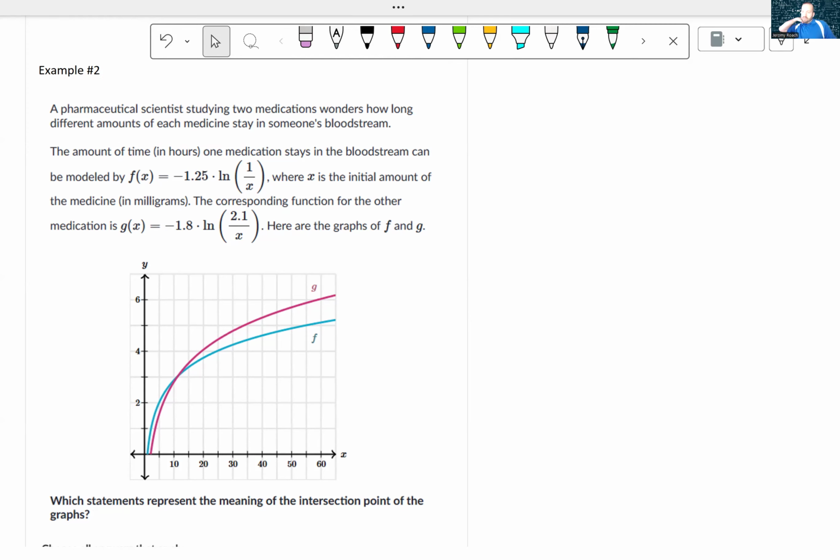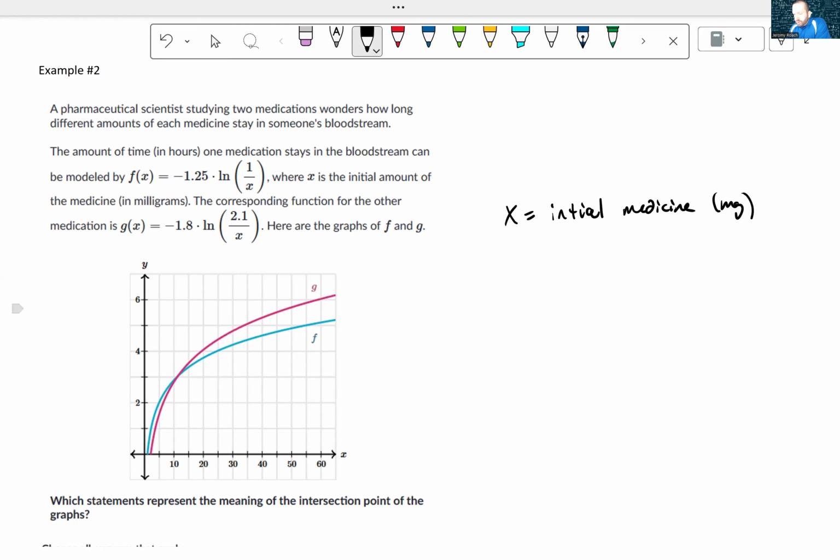So this is talking about a pharmaceutical scientist who's studying 2 medications, and they're wondering how long the medicine stays in somebody's bloodstream. So we have our first function in blue, f of x is negative 1.25 times the natural log of 1 over x. So the blue one is that one. X is the initial amount of medicine in milligrams.